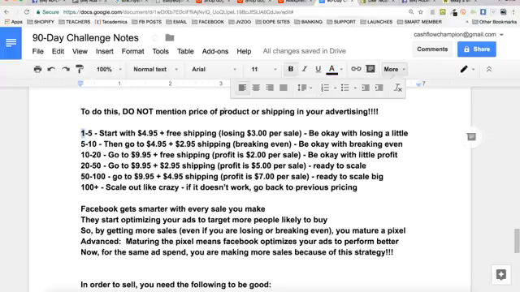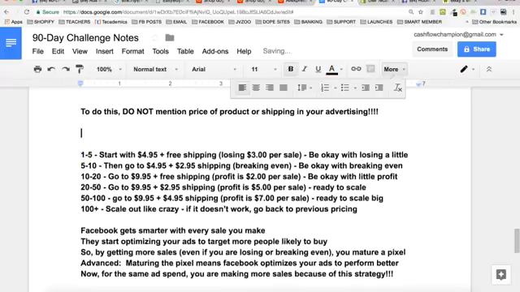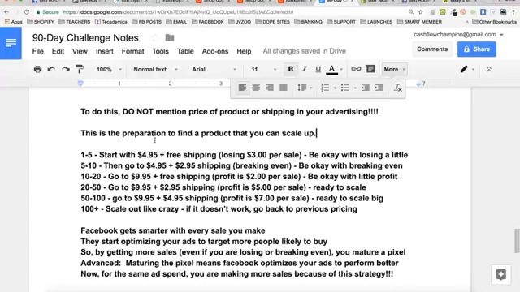Here's what you do. This is the preparation to find a product that you can scale up. Okay, that's all. This is the preparation. So what you're looking to do is go find a product that you can lose a little bit of money on, break even, make a little bit of profit, kind of build it up, and then you're ready to scale big.